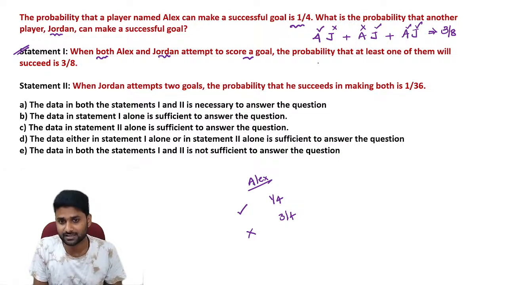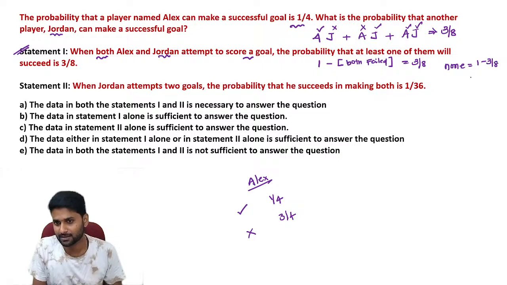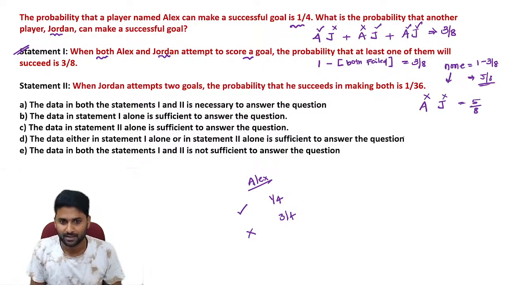So the other case is total probability minus both failed. Why? Because we are excluding this case out of 4. Then the total probability is 3 by 8. What about the none? So the none value is 1 minus 3 by 8. 1 minus 3 by 8 is equal to 5 by 8. See, what about the none? Alex missed it and Jordan also missed it. Then the total probability is 5 by 8. So Alex missed it with 3 by 4 probability.